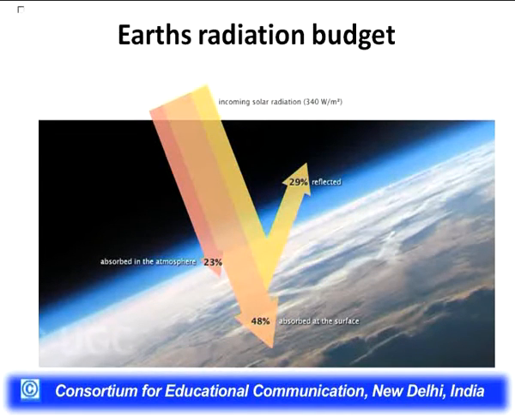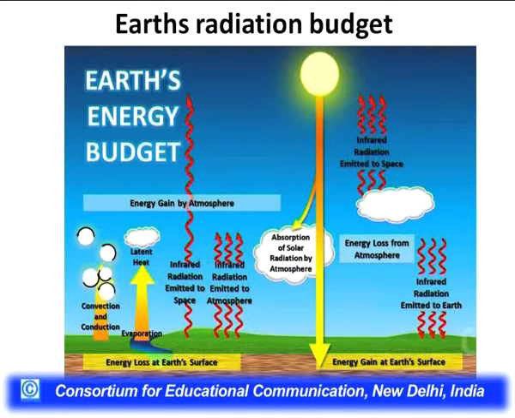You can see here that the incoming solar radiation, which is approximately 340 watts per square meter, is striking the top of the atmosphere. 48% is reaching the Earth's surface, while 29% is reflected back, which is albedo, while 23% is getting absorbed by the atmosphere. This is a very broad, general statement about the division of the different components of the solar radiation. We will discuss it further here in some elaborate manner.